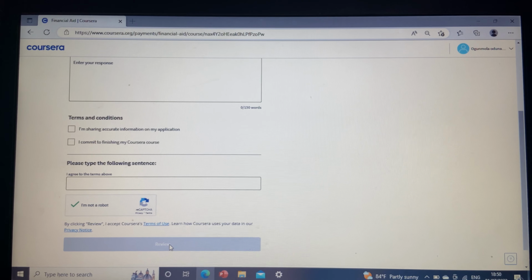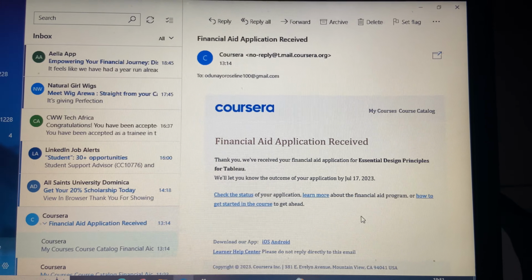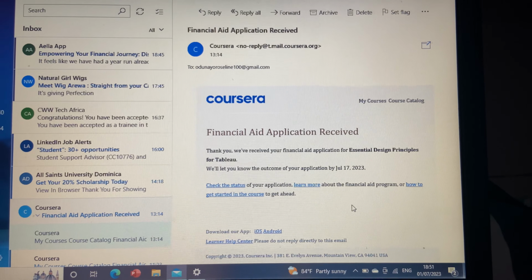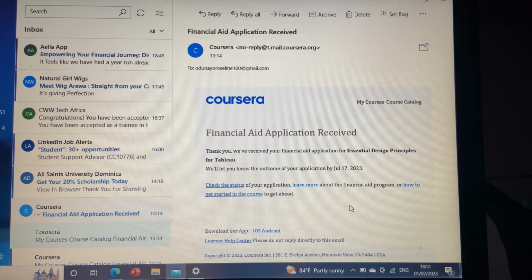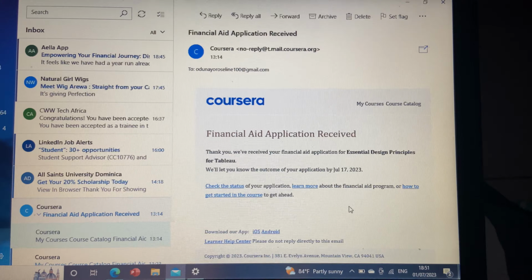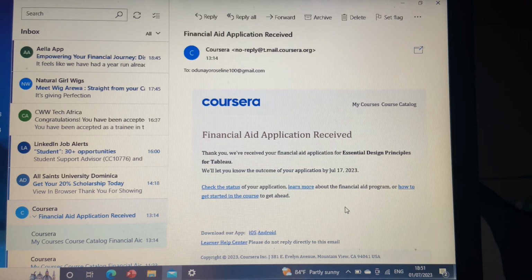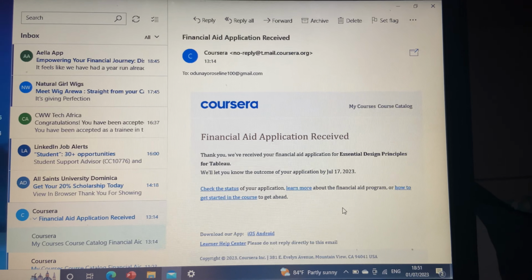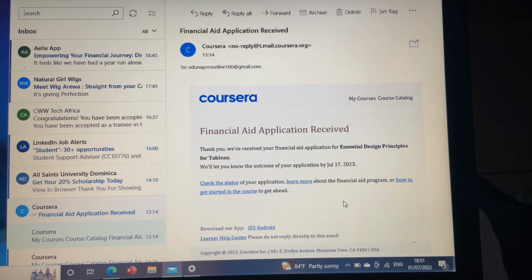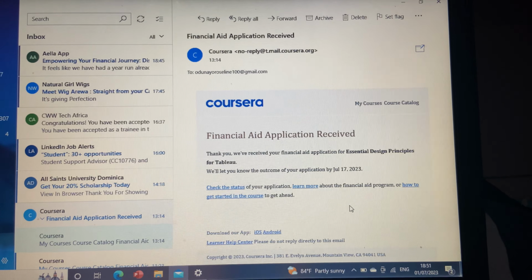So this is what will show up next. After applying for it, this is the email they will send to you. Thank you, we've received your financial aid application. This might take up to 15 to 16 days before they review the application. After they review the application, let me show you the email they will send to you.